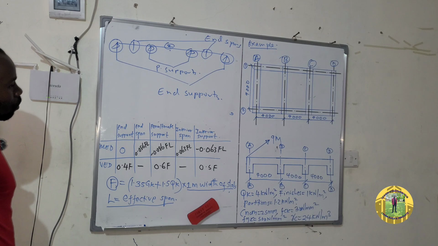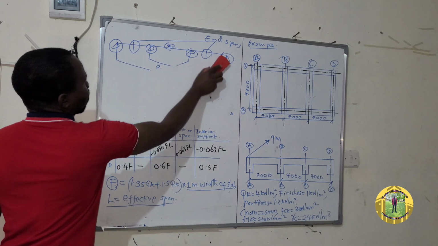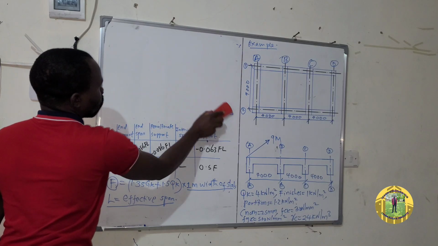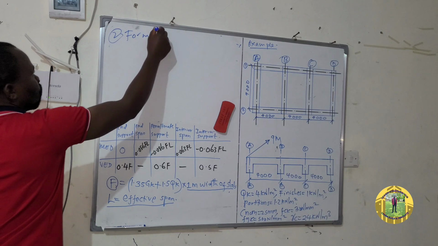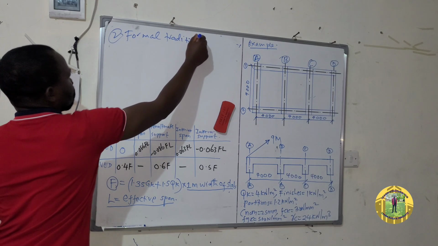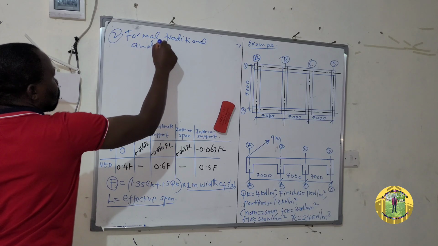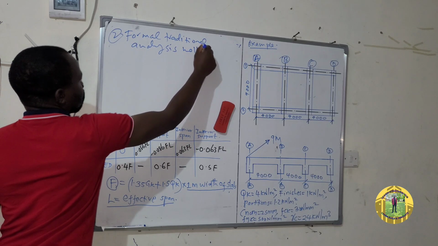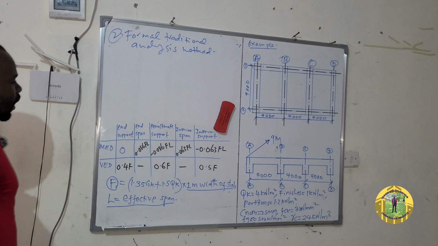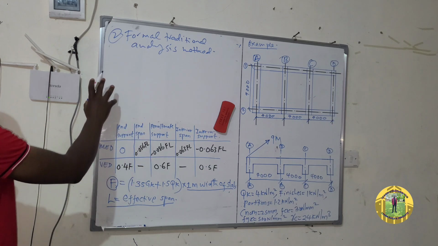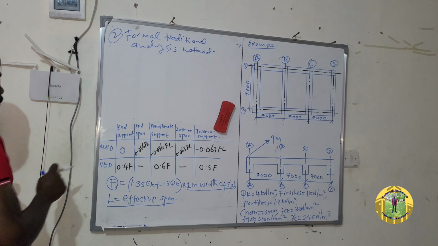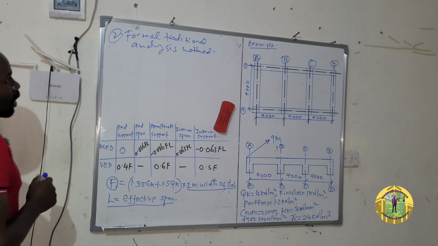Example, we want now to tackle an example regarding this. Before you go to example, we have the second method, which is the formal traditional analysis method. So for this method, if the slab is not meeting any of these conditions I have highlighted here, then you are supposed to use the formal traditional analysis method.